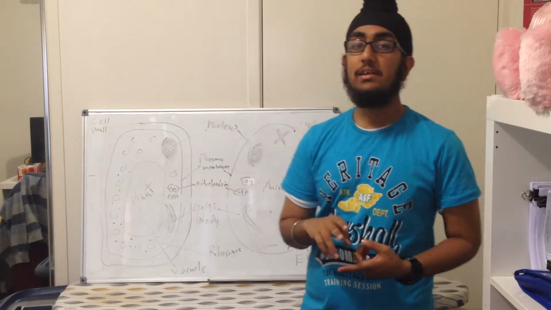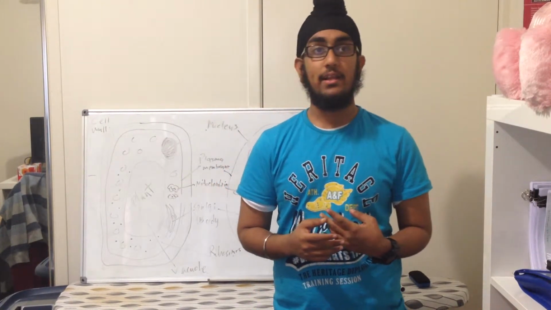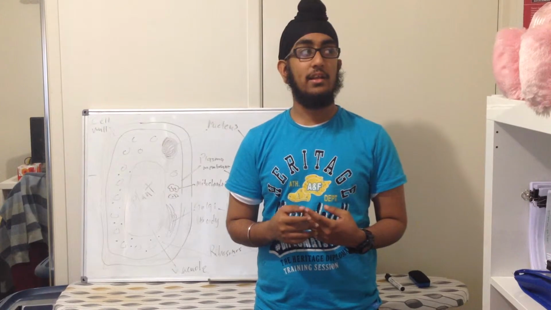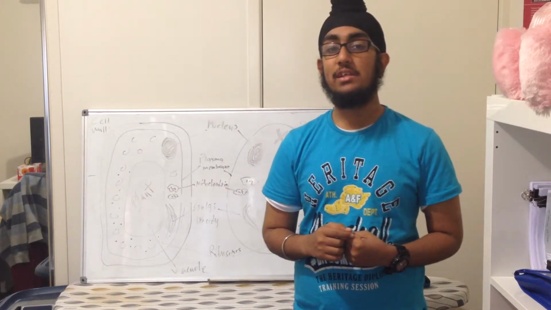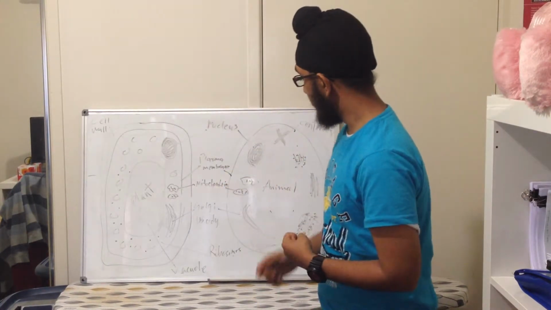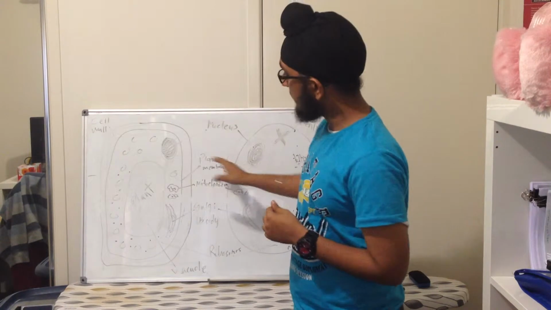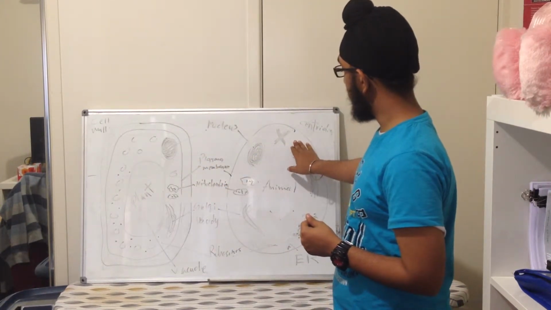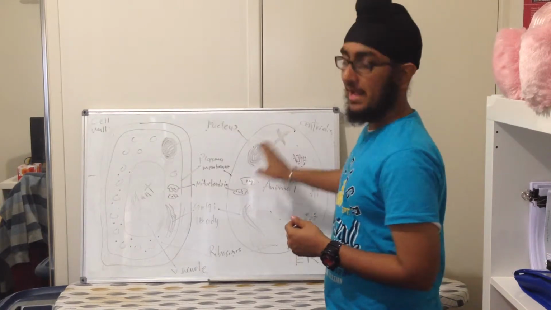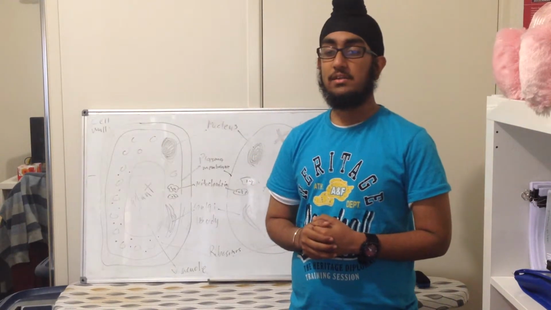Centriole is associated with nuclear division and usually composed of microtubules. The region where the centrioles are present is known as a centrosome. So as you can see, no centrioles are present in the plant cell, whereas in the animal cell there's one at the end of the cell.